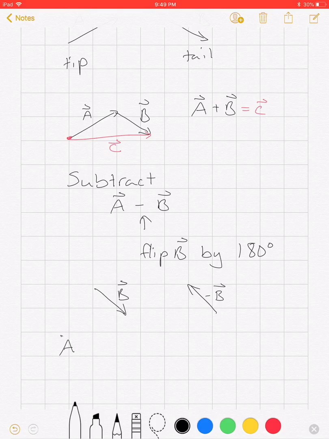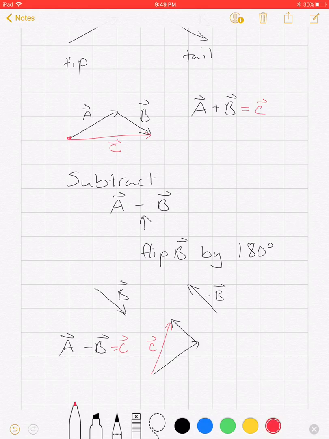So to calculate what A minus B is, we're going to take A, which was the same thing we had before, and on the tip of A, we're going to add minus B. And minus B, remember, goes up this way, which means our C, in this case, is going to be going this way. Okay, so subtracting just means flip the vector around 180 degrees, okay?